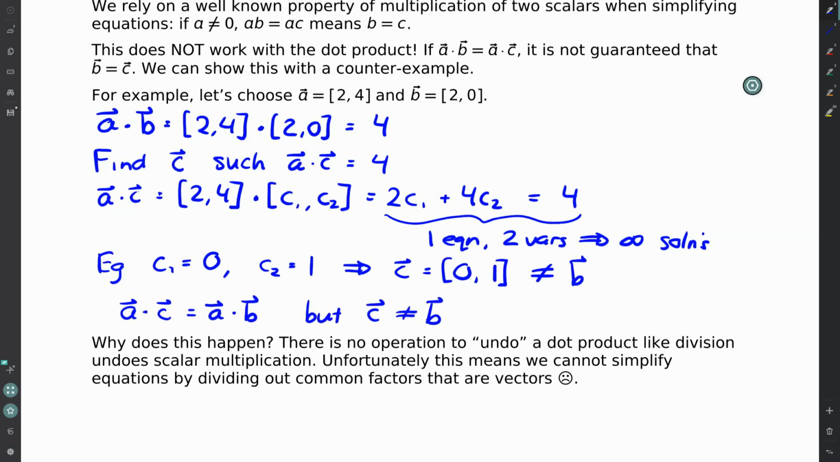So this has some unfortunate consequences for simplification. When we're working with a scalar equation, we're able to divide both sides by the same scalar, but there's no operation like that with vectors. You can't undo a dot product by something like division. And that means we can't simplify equations by dividing out common factors if those common factors are vectors, which is a little bit unfortunate, but it just means that we have to do a bit more expansion and we get to do more cancellation, and that's always fun.